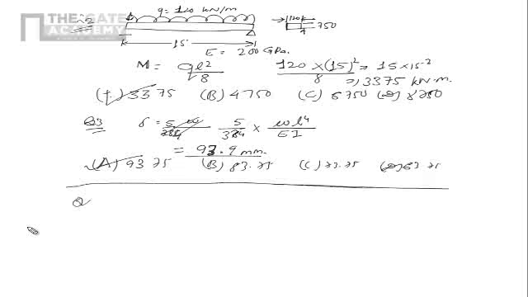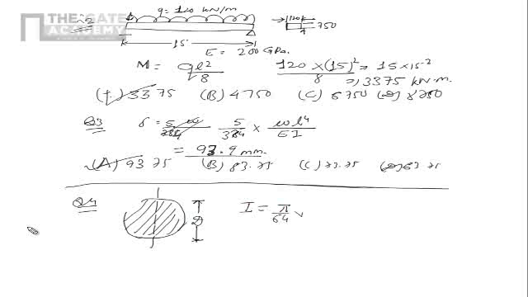Question number 4 is the second moment of a circular area about the diameter D is given by. This is a straightforward question. This is the circular cross section and this is the diameter, and the diameter value is D. So obviously we know this is the moment of inertia is pi by 64 into D to power 4. That's the answer. So it is option D.